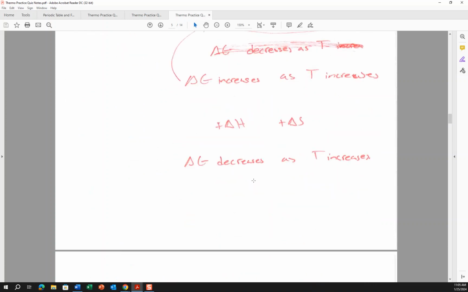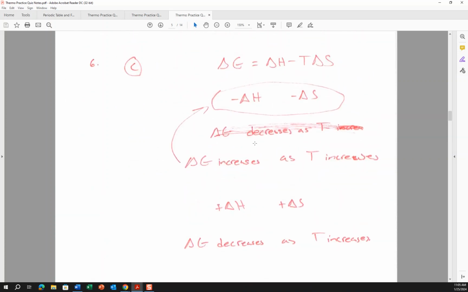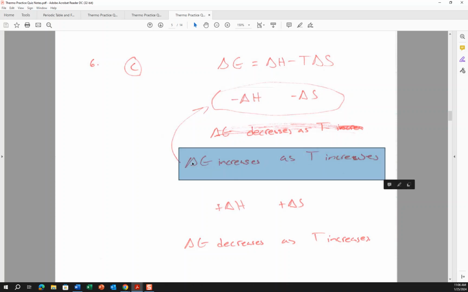What you should understand moving forward also is, if you do have a negative combo, that means it's an exothermic reaction. That reaction is going to become less favorable as temperature increases and more favorable as temperature decreases. So when you have a negative combo, delta G is going to increase as temperature increases. Understand what that statement is saying. If delta G is increasing, the reaction becomes less spontaneous as temperature increases. The reaction becomes less favorable as temperature increases when you have an exothermic reaction in a negative combo.